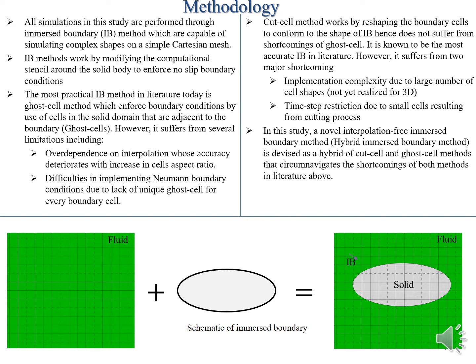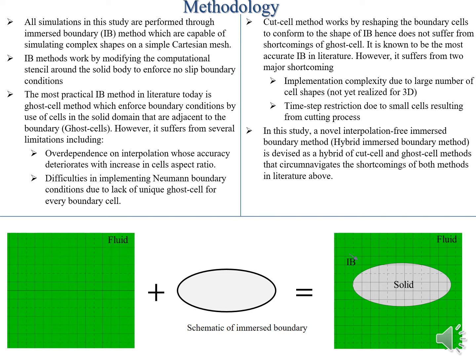The main shortcoming of this method is that it depends on interpolation, and the accuracy of the method is dictated by the accuracy of the interpolation procedure. That is not very good, especially because interpolation deteriorates with the increase in the cell aspect ratio. The other problem is the difficulty in implementing the Neumann boundary condition, because not every immersed boundary cell has a unique ghost cell. That becomes a problem because the immersed boundary is not captured consistently from one boundary cell to another.